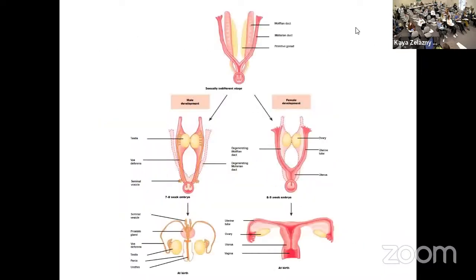So here's kind of the structure of those ducts. Okay. So we're beginning here in our sexually indifferent stage. So we can see that we have the Wolffian duct here, right, with a primitive gonad attached to it there in yellow. Right, and that duct going down to an opening. And we also have the Müllerian duct to the side of it, right? Also going down to an opening, right? So we're ready to build either body plan, okay?